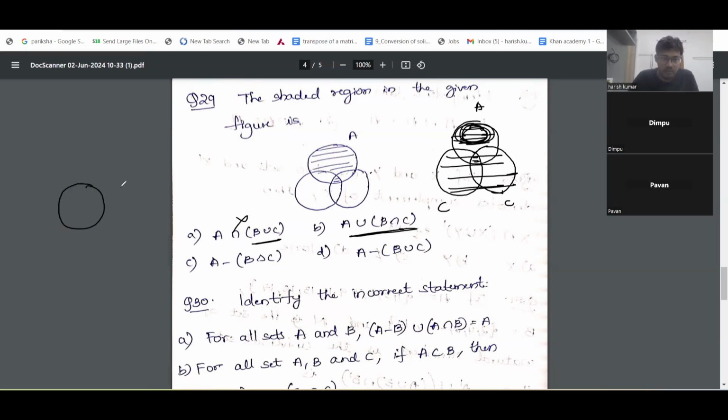So what is B intersection C? B intersection C is this entire part. Now he's saying A union. When I say A union, I'll get A's entire part, I'll get this part also, but this common part we are not at all getting. So this is also wrong.